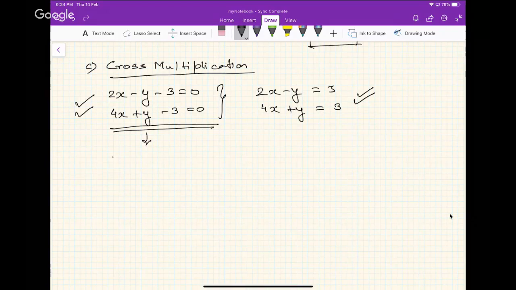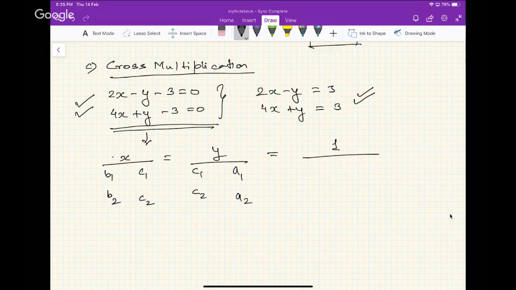So the formula goes like this: x upon, you have to write b1 b2, and then c1 c2, and this equals y upon c1 c2, and then a1 a2, and this is equal to 1 upon a1 a2, and then b1 b2. And then you have to multiply top left to bottom right first. Top left bottom right always first.